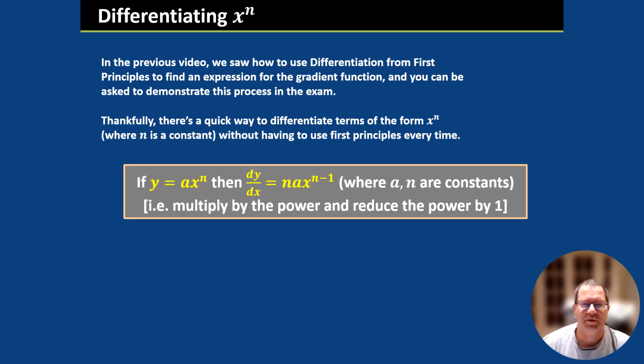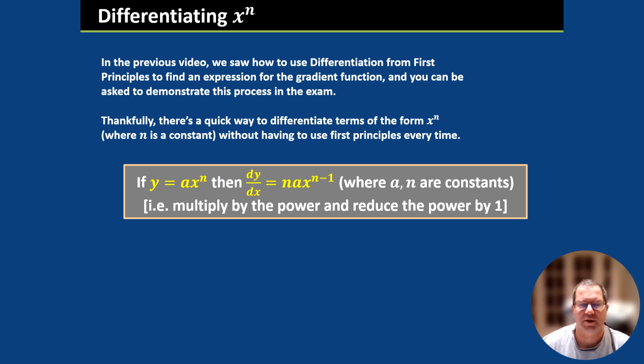In the previous video, we saw how to use differentiation from first principles to find an expression for the gradient function, and you can be asked to demonstrate that process in the exam. Thankfully, however, there's a quick way to differentiate terms of the form x to the power n, where n is a constant, without having to use first principles every time.